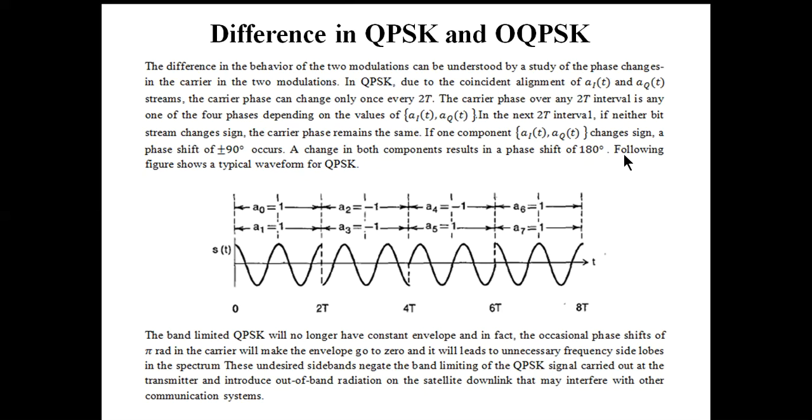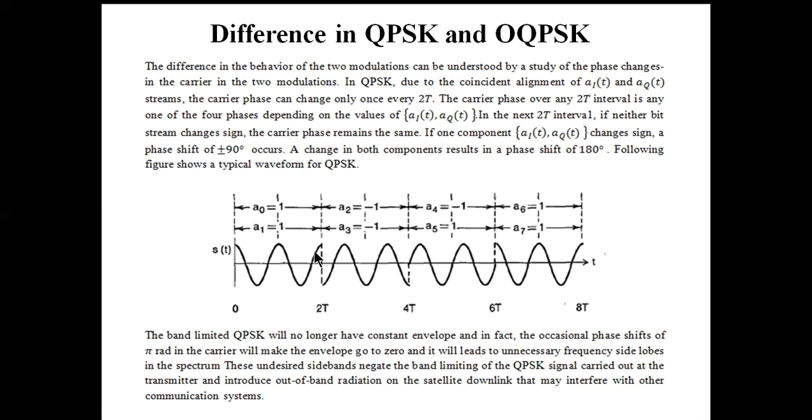So this is a typical waveform of the QPSK. The main problem of this type of waveform for the QPSK is the abrupt or sudden change of phase shift of 180 degrees. Whenever there is a phase shift of 180, there is an abrupt change of phase.